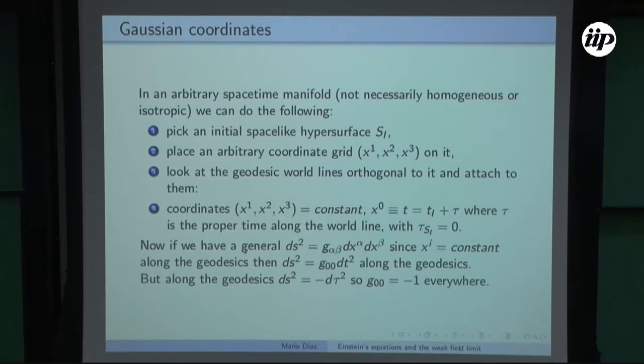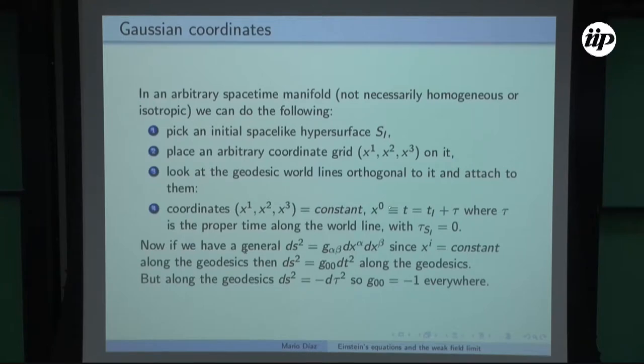So in order to study certain problems, you need to adapt your coordinates and try to understand very well what they mean. And eventually, when we look into a particular set of coordinates where it's easy to understand the meaning of gravitational waves in the weak field limit, it's going to become something very important. So in an arbitrary space-time, not necessarily homogeneous or isotropic, we can pick an initial space-like surface, put there an arbitrary coordinate grid, look at the geodesic world lines orthogonal to it, and attach to them coordinates x1, x2, x3 constant.